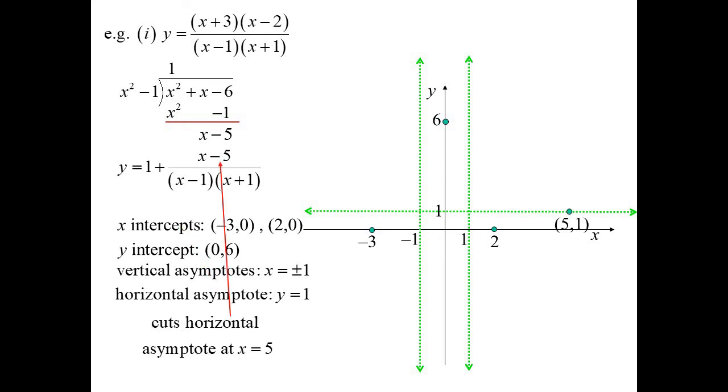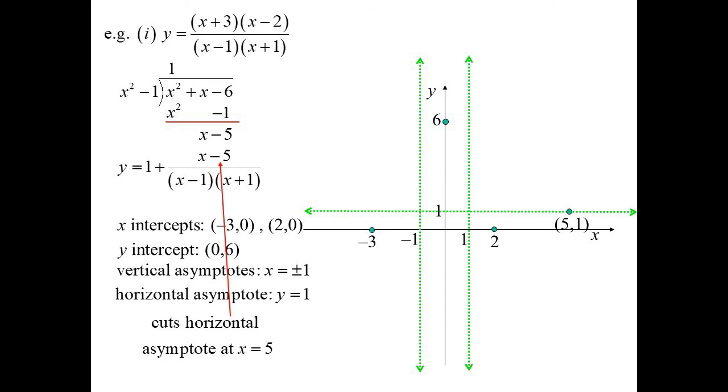Okay. Now, can it cut that asymptote? Well, if I solve x minus 5 equals 0, I get x equals 5. So yes, it will cut at the point (5, 1). So all right, that should be enough to get a pretty good sketch. It's got to go through those points I've plotted. It's got to bend towards the asymptotes.